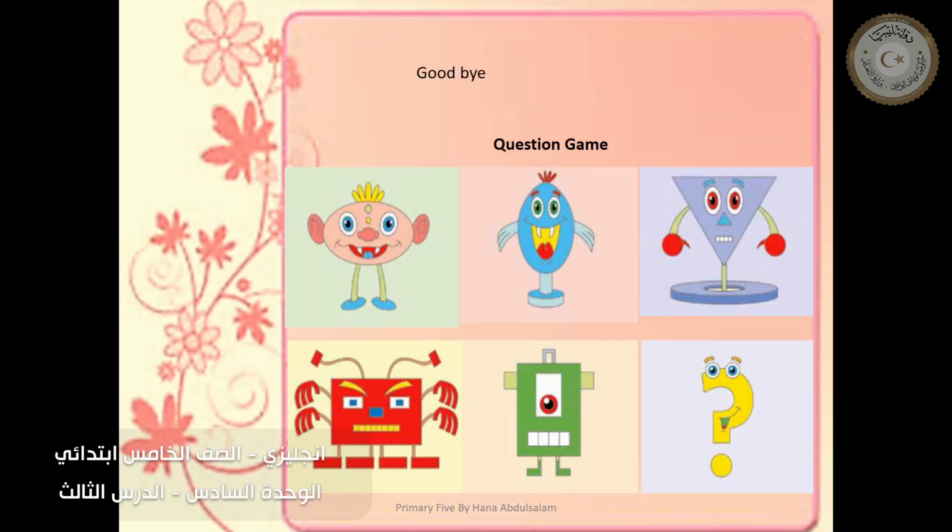Okay, question game. We have when, who, why, and we finish with regular verb. How can we put a verb in the past? كيف نحطه فعل في الماضي in the past. With a regular verb we add only ed. نضيف له ed.